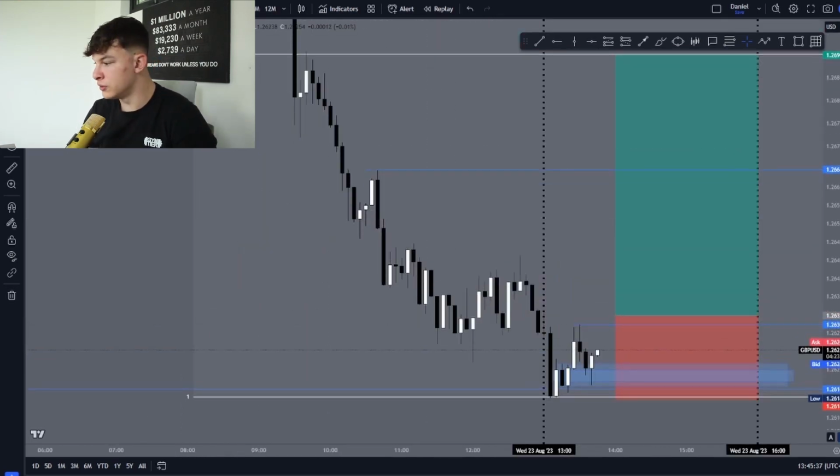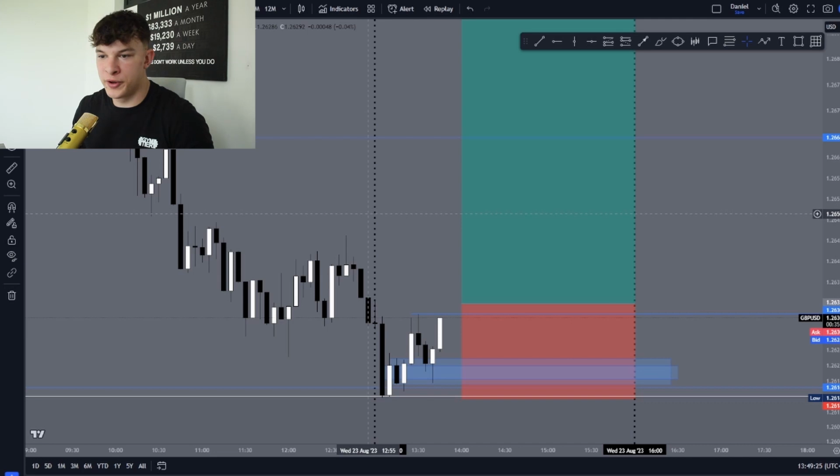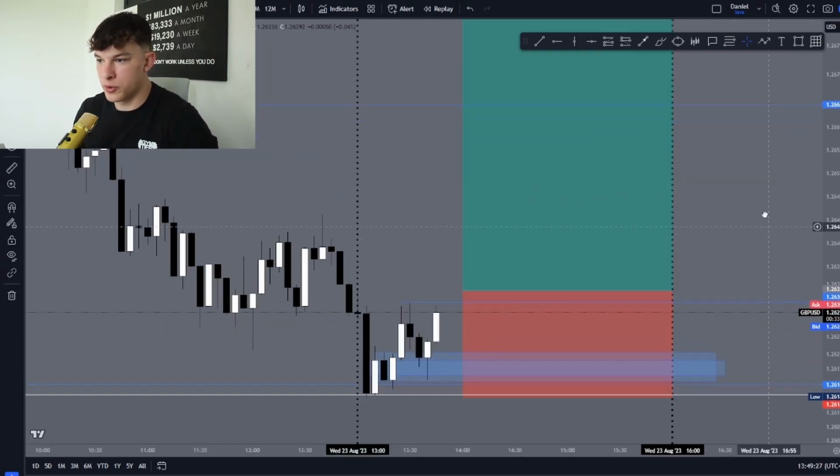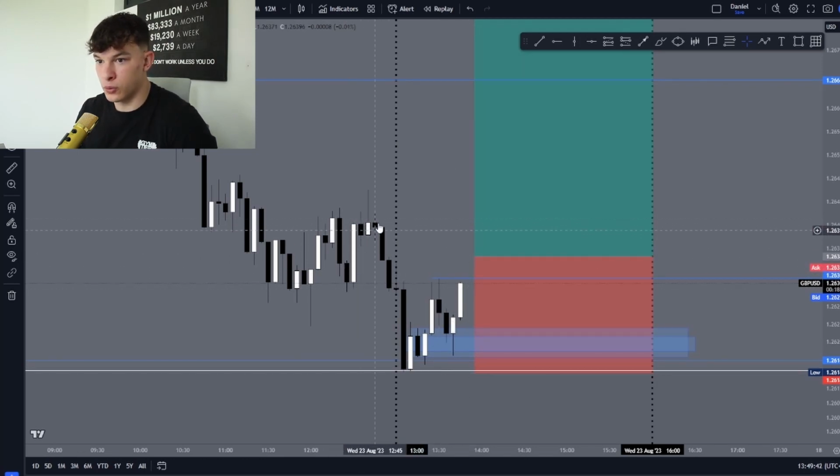We also have news in an hour. So we've got to be careful of that. We're coming up. Looks like we're almost going to break structure. There is a chance here that we come up, break structure, and just reject off of these order blocks within here and sell off again, which would not be nice.